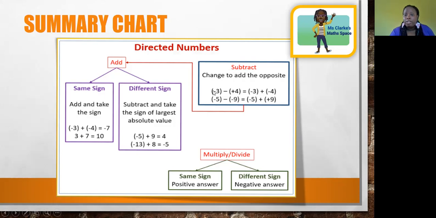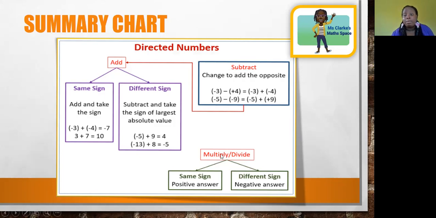Rules for subtraction. We change the subtraction sign to a plus sign, and you add the additive inverse. So negative 3 take away positive 4 would be equal to negative 3 added to negative 4, and you work it out using the rules of addition. Same thing here: negative 5 take away negative 9, you change the subtraction sign to a plus sign, and the additive inverse for negative 9 would become plus 9. And then you work with the rules of addition of directed numbers.